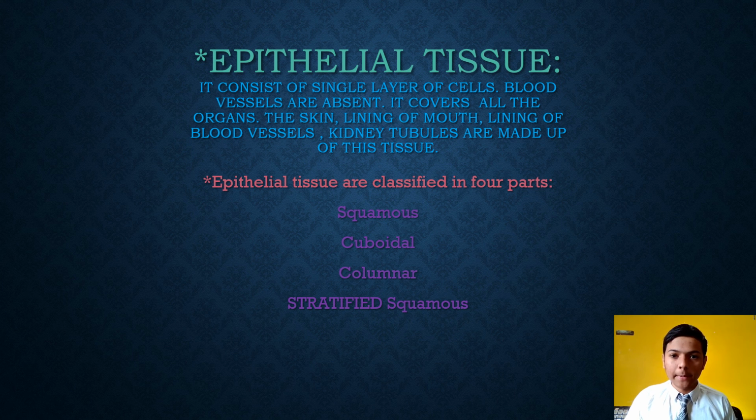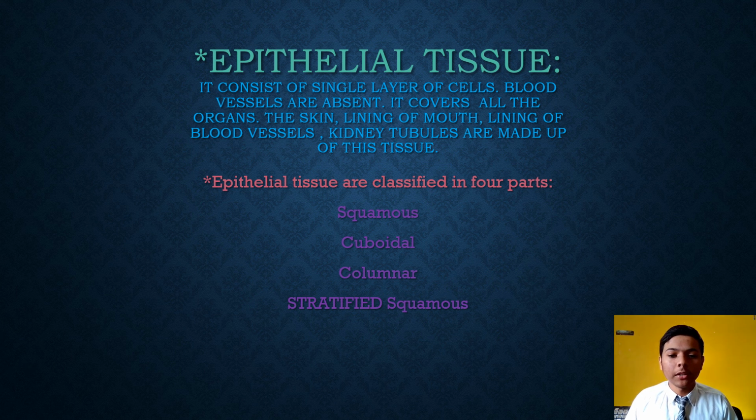Epithelial tissue consists of only a single layer of cells. Blood vessels are absent in epithelial tissue. Epithelial tissue covers all the organs, like our skin, our hand skin, we can say, lining of mouth, lining of blood vessels, kidney tubules are made up of this tissue.